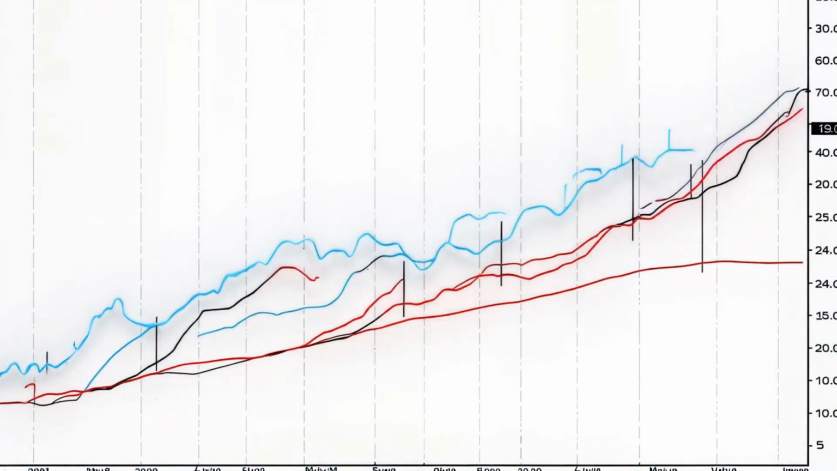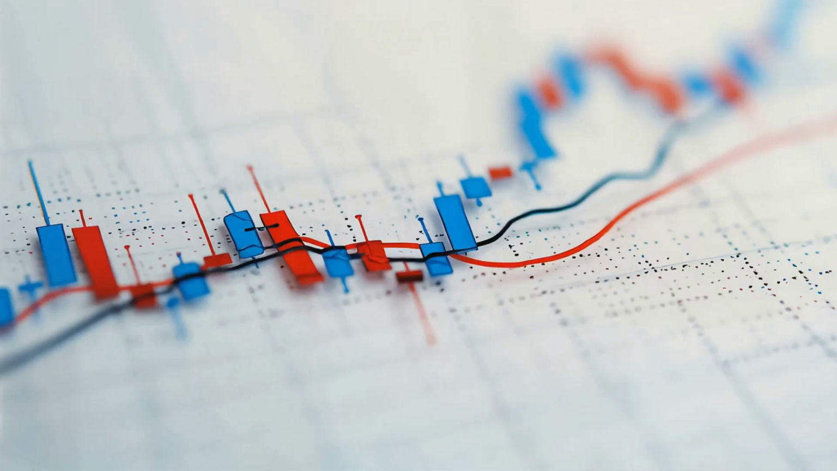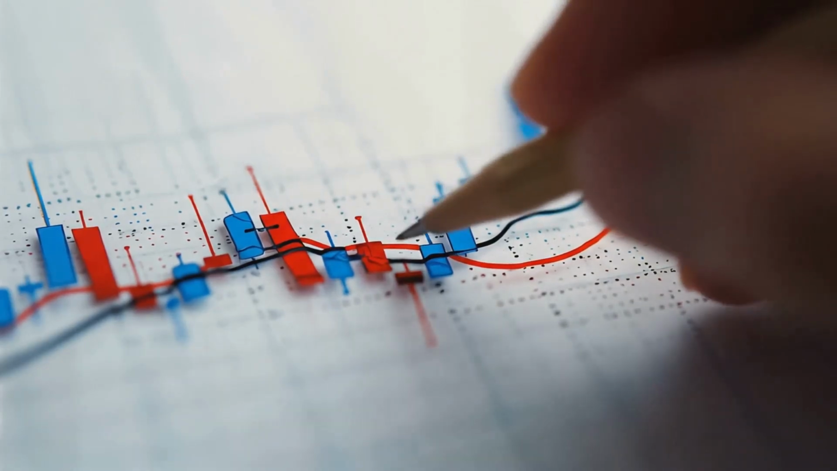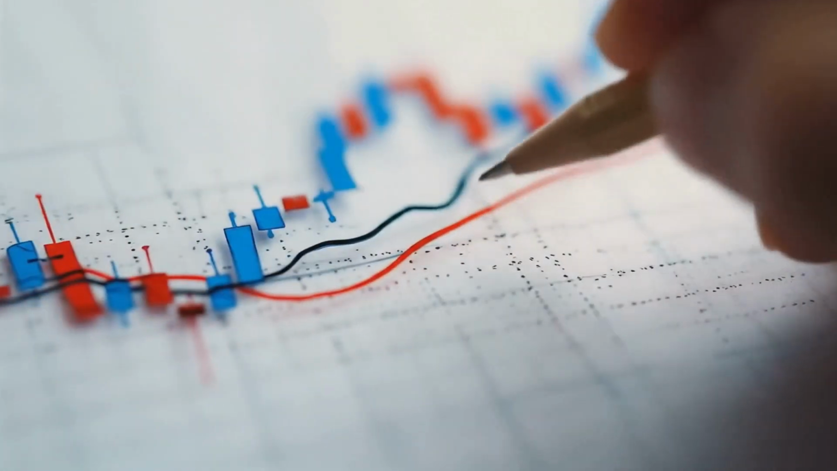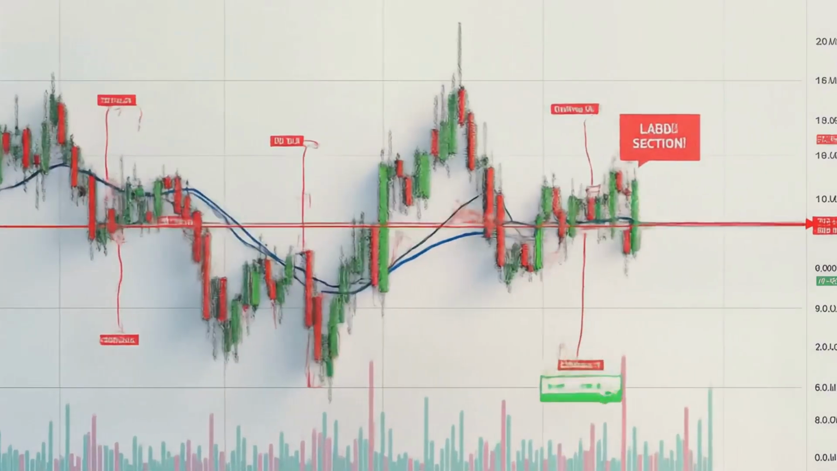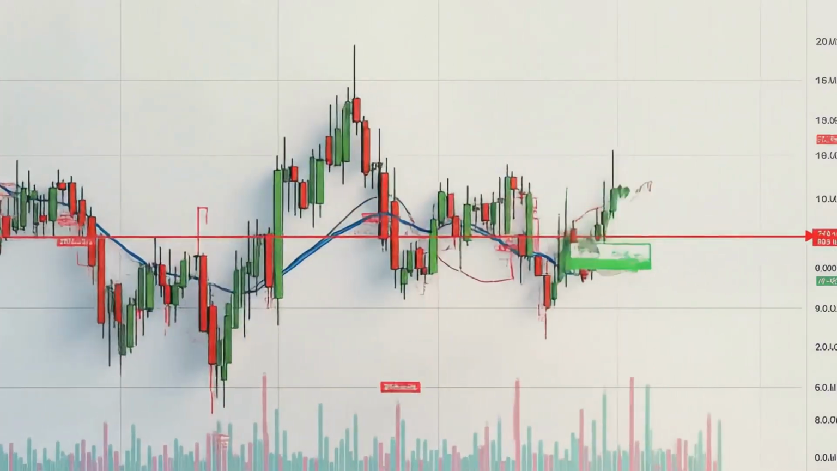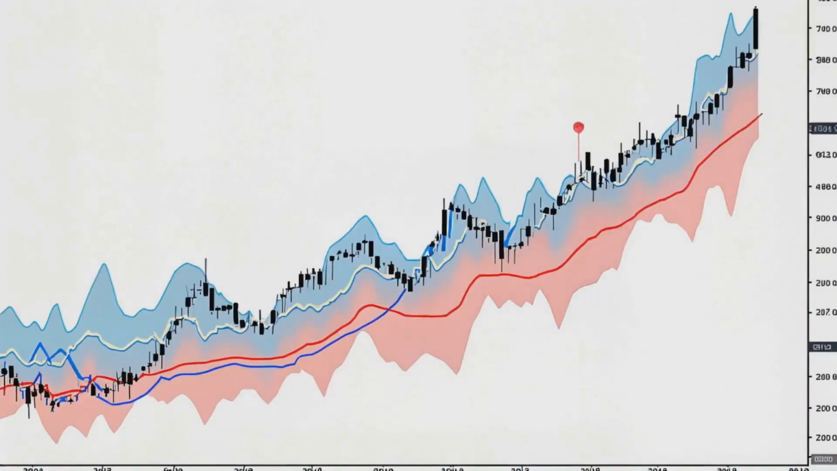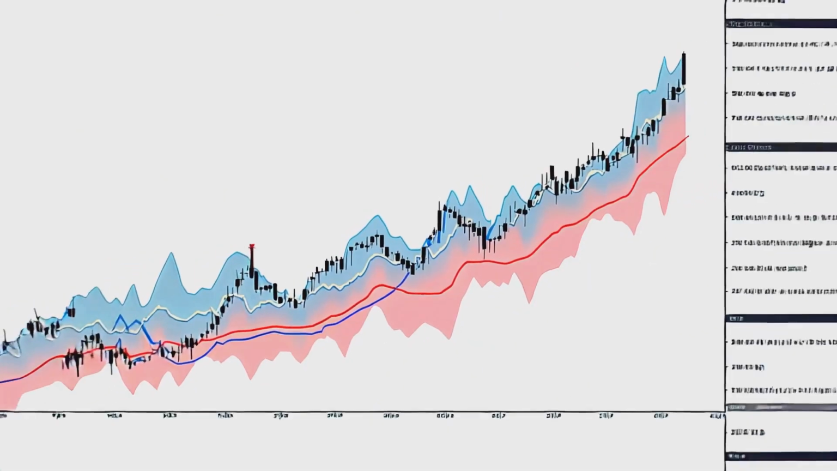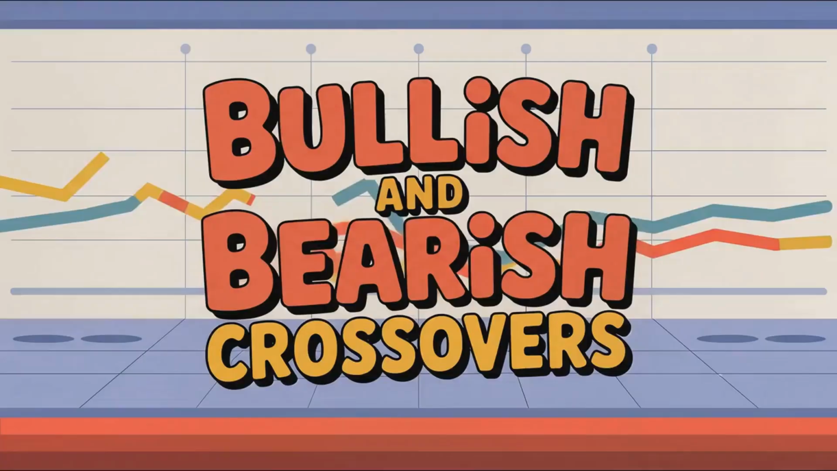Long-term investing. Investors typically focus on longer-term SMAs, such as the 100-day or 200-day SMA, to assess broader market trends and significant support and resistance levels. These long-term averages are particularly valuable in identifying major market trends and long-term investment opportunities.